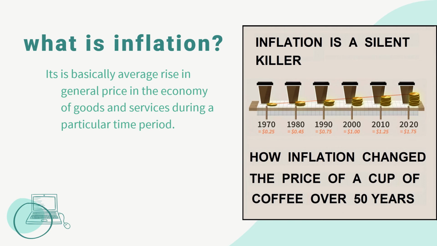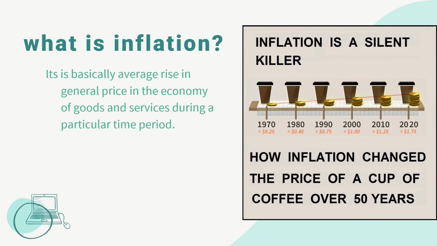Now for the same, I have an example on the right side of the screen, which is: inflation is a silent killer. It's a silent killer because you won't notice the small general rise in prices. So, how inflation changed the price of a cup of coffee over 50 years. They have mentioned the time period, which is 50 years. They have mentioned the goods and services, which is a cup of coffee, and they have also shown you the general rise in price. So in 1970 it was 0.25, in 2020 it was 1.75.